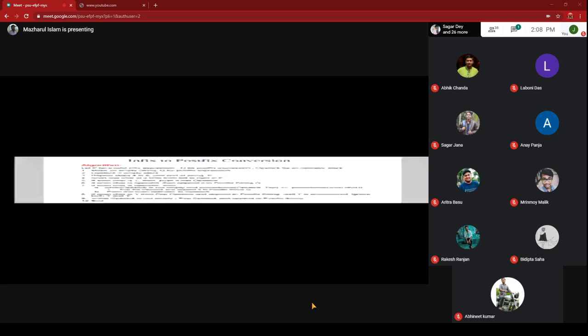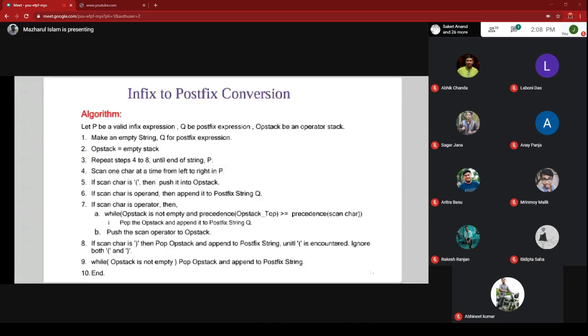You will convert the infix expression from left to right. So repeat steps 4 to 8 until the end of the string. You scan the characters one by one until you reach the end. There are three cases that may arise: your character may be an operand, an operator, a left bracket, or a right bracket. Depending on that, you have to take some decision.